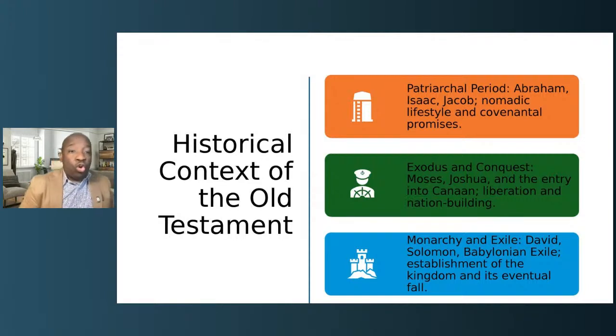Historical context of the Old Testament. Okay, you have patriarchal period, Abraham, Isaac, Jacob, nomadic lifestyle, and covenantal promises. All of this helps us to understand the patriarchal period from a historical perspective as we look at the Exodus and the conquest, Moses, Joshua, and entry into Canaan. We begin to understand the liberation and nation building concepts that took place from a historical standpoint. What was the history surrounding this Exodus, or even the enslavement, right?